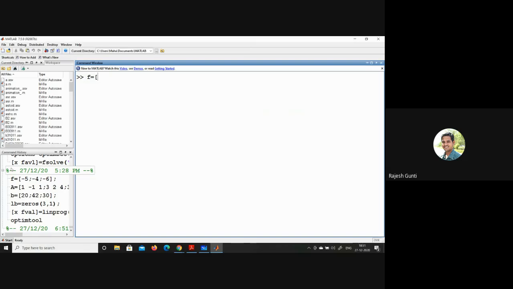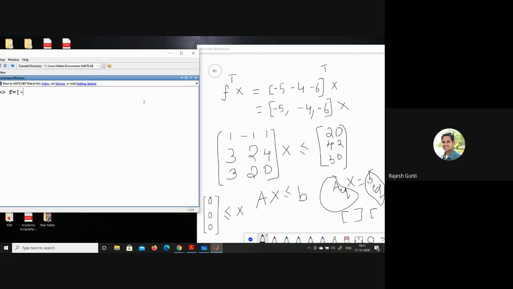Array f is minus 5 semicolon minus 4 semicolon minus 6. f a matrix: 1, minus 1, 1 semicolon 3, 2, 4 semicolon 3, 2, 0.